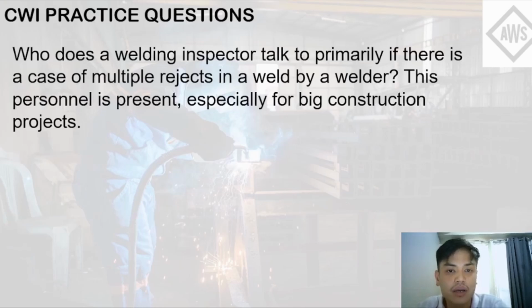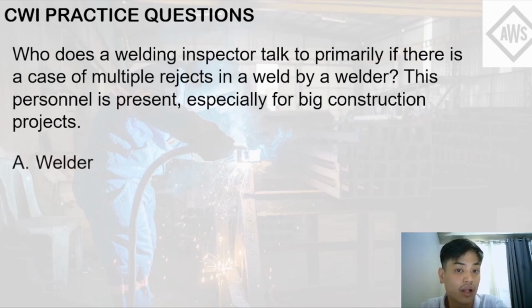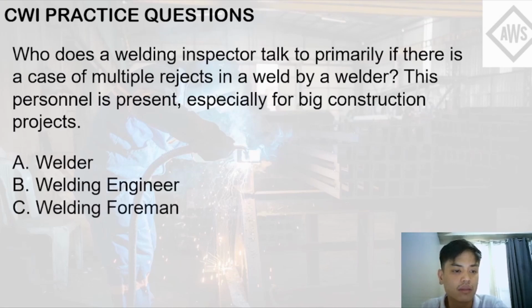Who does a welding inspector talk to primarily if there is a case of multiple rejects in a weld by a welder? This personnel is present especially for big construction projects. So I basically have this experience wherein there are multiple rejects produced by a welder, and as an inspector, as an engineer, who do I talk to to address those issues? A, the welder. B, the welding engineer. C, the welding foreman. D, the design engineer.